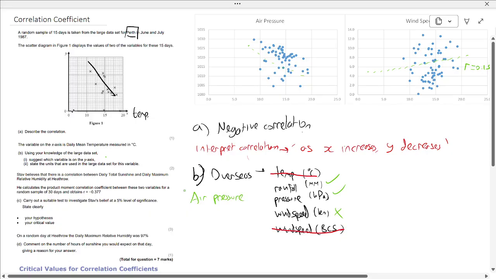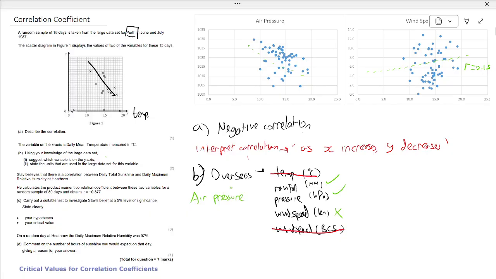And then state the unit. Now you should know all your units. That's a very easy mark. So the unit for air pressure, hectopascals. You can just write HPA. Okay. Let's get on to the actual hypothesis testing, part C.